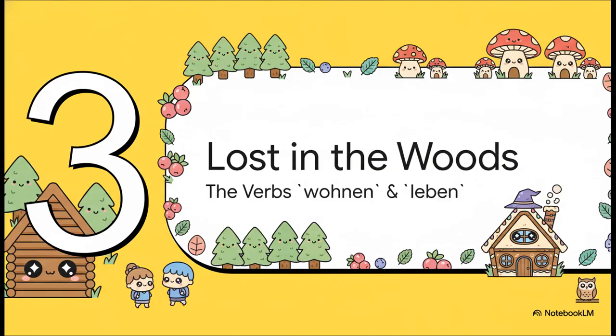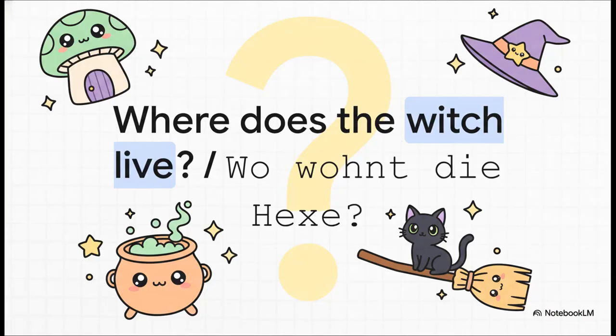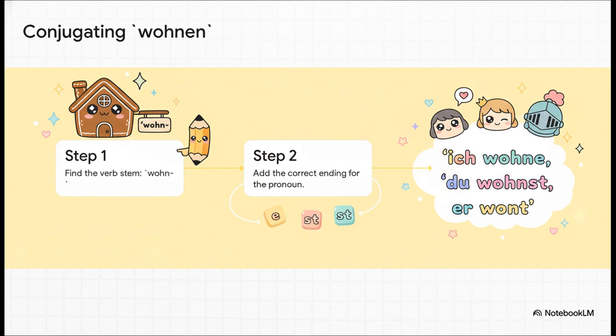So the kids get left in the woods. Pretty dark stuff. They wander around for a while, and then they stumble upon this incredible house made of candy. And this, of course, is where the witch lives. It's the perfect chance to look at two more verbs that both mean to live. So naturally, you'd ask, where does the witch live? In German, that's wo wohnt die Hexe? And that question hands us our next verb on a silver platter, wohnen. This means to live, as in, where's your house? Where do you reside?